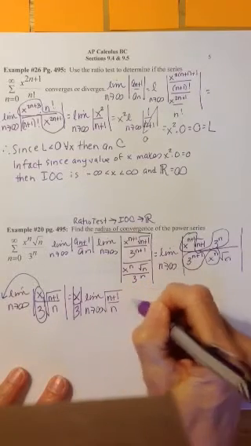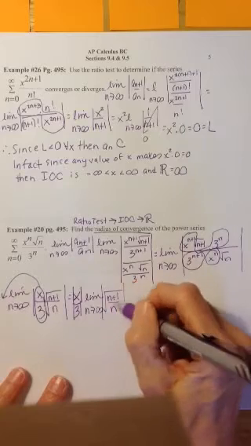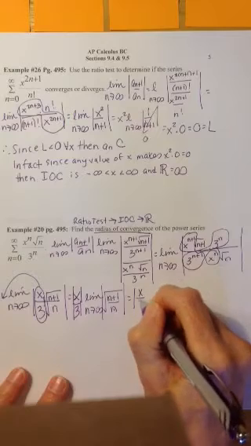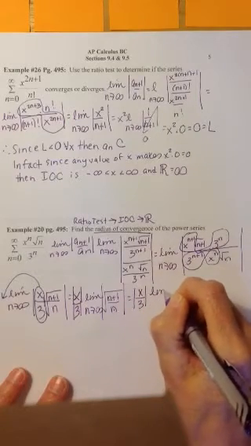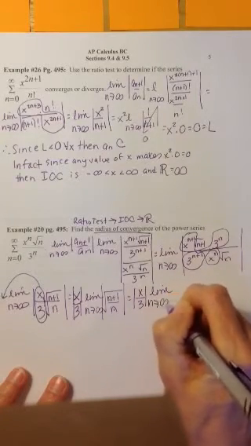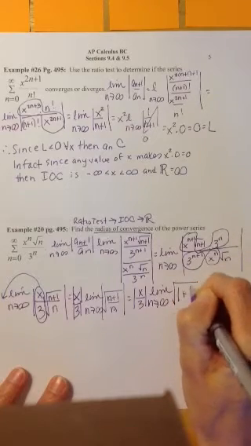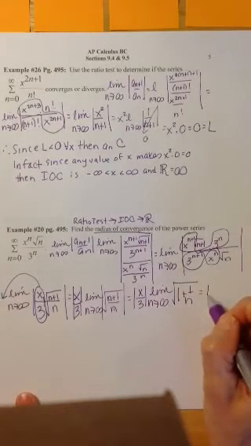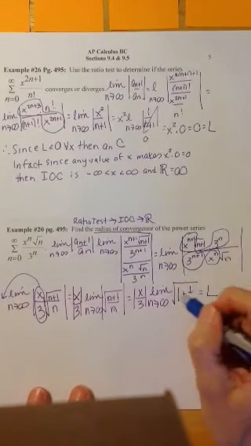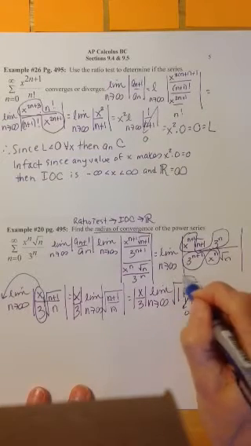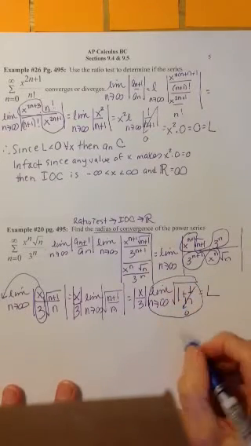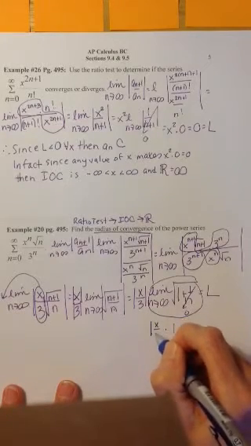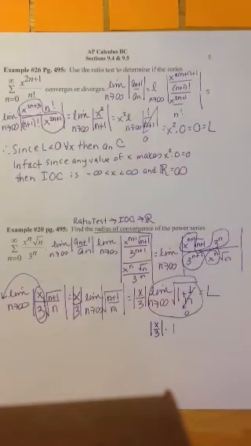1 over n, which we can further simplify because this over this plus this over this. So this is going to equal the absolute value of x over 3 times the limit as n goes to infinity, square root of 1 plus 1 over n. Now remember, this is going to equal L. This term is going to go to 0, so this limit is always going to be equal to 1. So we have 1 times the absolute value of x over 3.